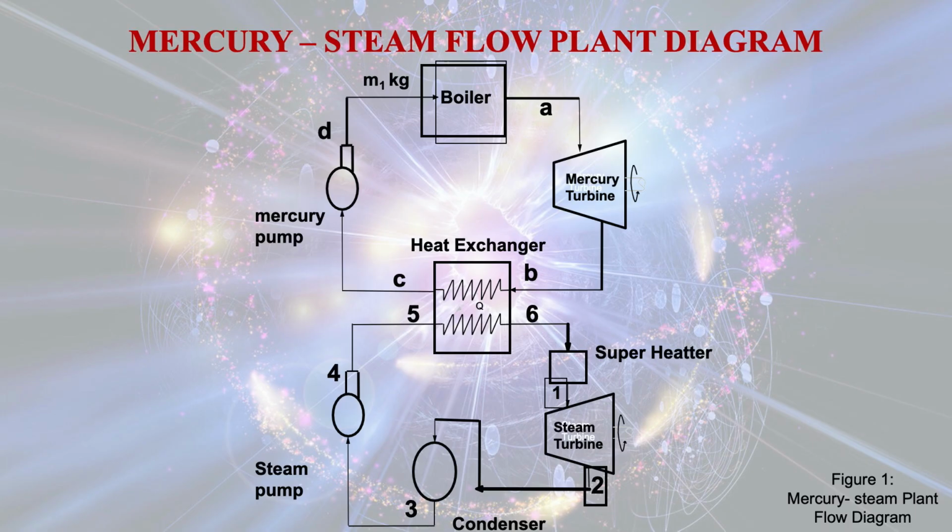After doing work by the mercury turbine from state A to state B, it enters the heat exchanger and heat is being transferred from the mercury to the water, which is coming out from the point 5. Now at point C, the mercury vapor will be condensed into liquid mercury, and that is just entering in the mercury pump. After that, the mercury pump pumps the liquid mercury to the boiler.